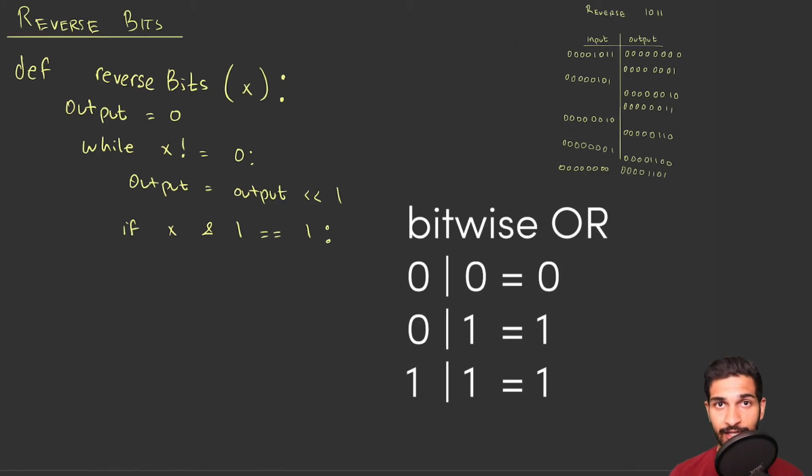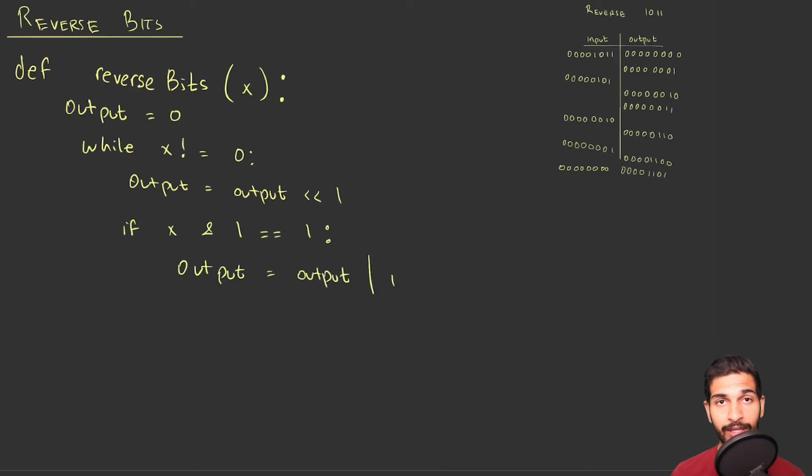So OR is the single pipe, and the reason it works is ORing our output by 1 will just use a logical OR, so it'll say 0 or 1 is equal to 1, 1 or 1 equals 1, and because we just did a bitwise shift to the left, we know our last digit in output is 0. So 0 or 1 is definitely going to be 1. So let's add that in. Great, so I know that looks a little bit like a 1 or a bracket, but it's definitely a pipe. So we're just doing output or 1.